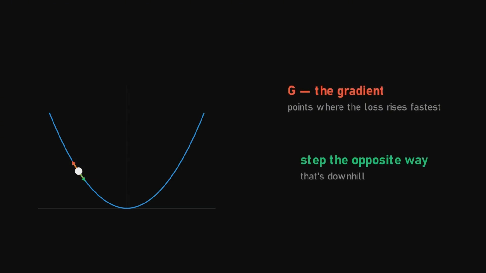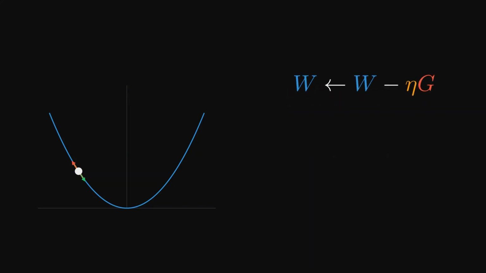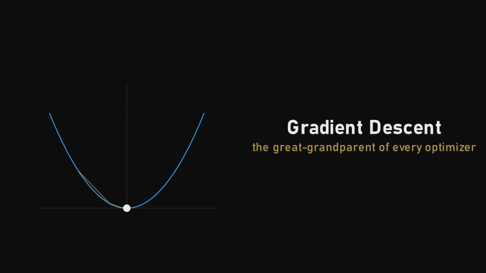W is your position, g is the slope, and the negative sign means downhill. And eta, the learning rate, is the stride. Feel the slope, step downhill, repeat. That's gradient descent. The great grandparent of every optimizer, including the one we're building to. So just follow the slope down, solved?